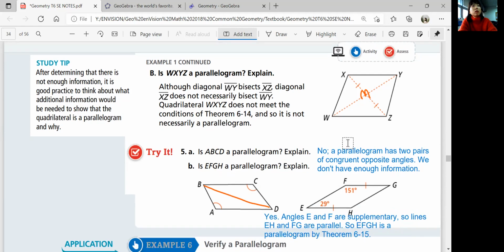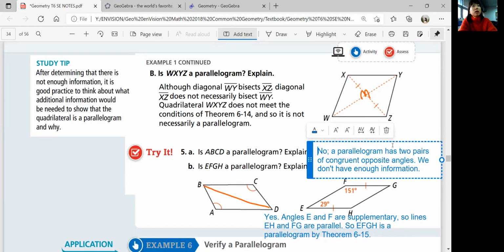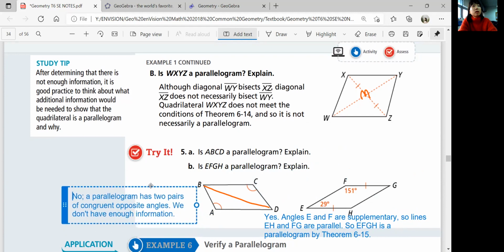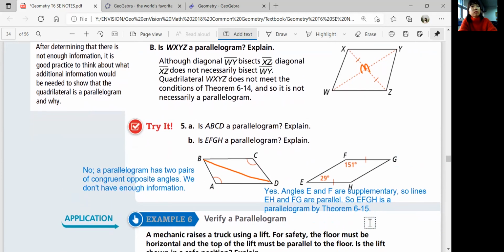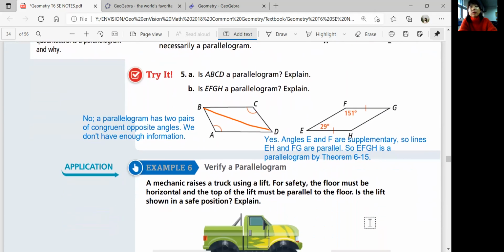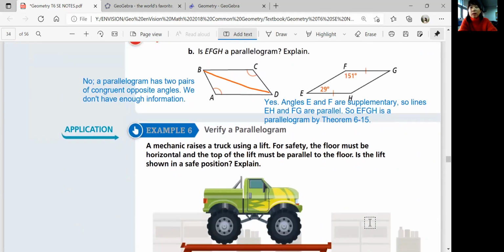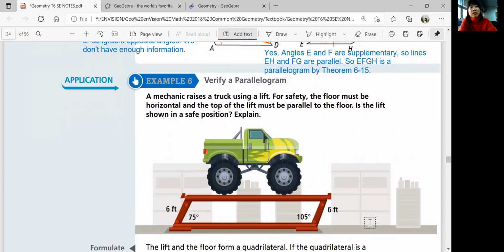All right. So this one is for part A. This one is for part B. All right, example 6, verify a parallelogram. I think this is the last example.